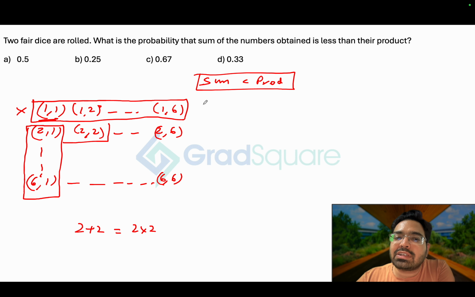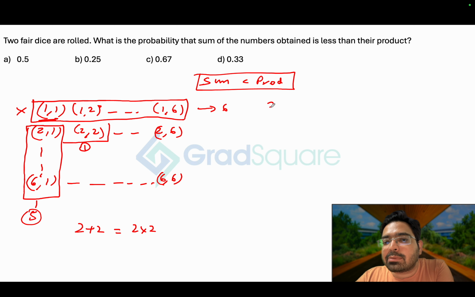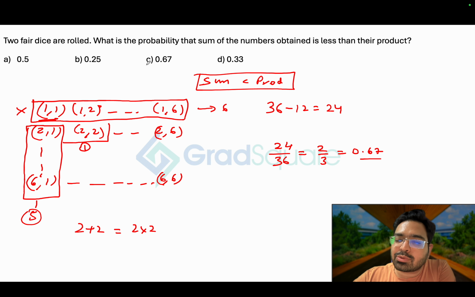So how many values do we need to remove? We need to remove 6 values over here, 5 values over here, and 1 value over here needs to be removed. So a total of 12 values need to be removed out of 36 cases. So 36 minus 12 will give you 24 favorable cases out of a total of 36 cases. So that's going to be 2/3, which is going to be 0.67 as your answer to the question. Option C, 0.67 will be the answer.